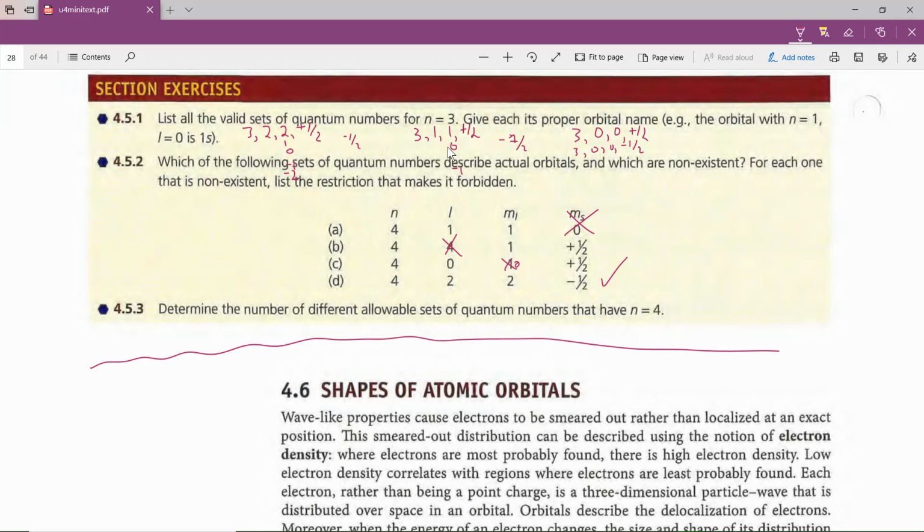Remember the code: if L equals 0, it's an s orbital. If L equals 1, it's a p orbital. L equals 2, it's a d orbital. L equals 3, it's an f orbital. L equals 4, it's a g orbital.